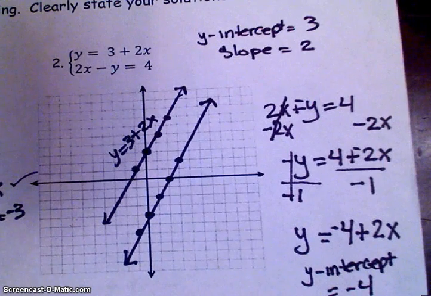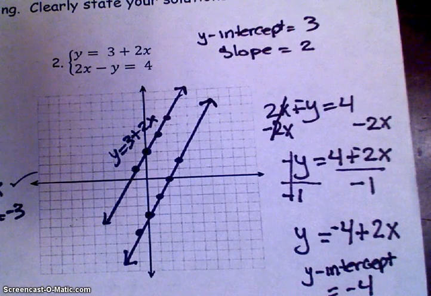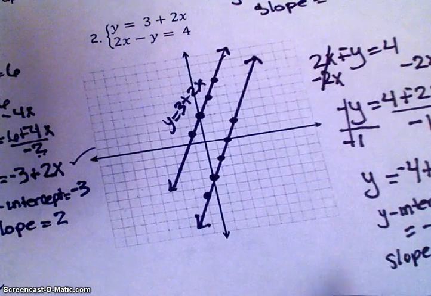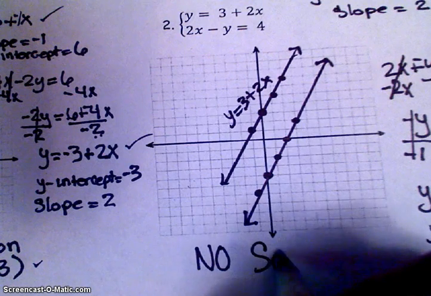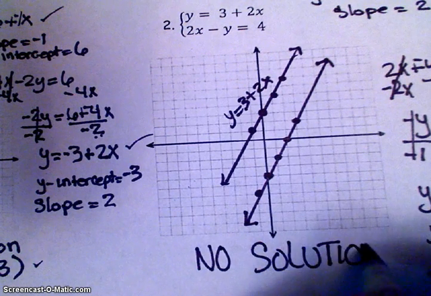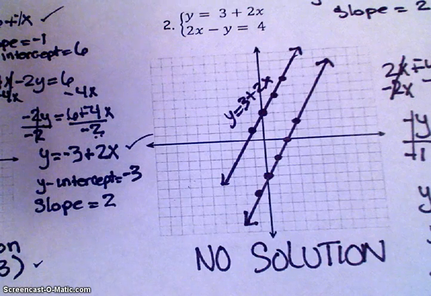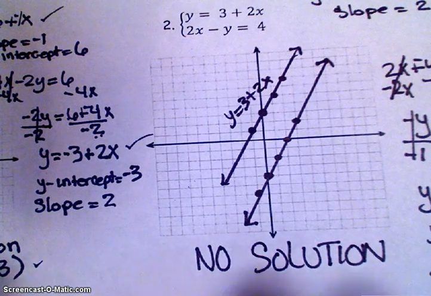Graphed my lines, and if you look, they're never going to meet. And so that tells me that they are parallel. Parallel lines means no solution. Okay, no solution. All right, so that's it for graphing.